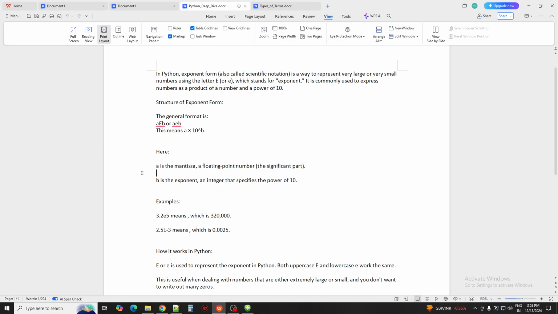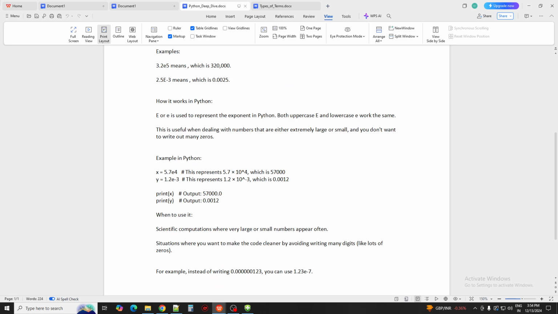So a is the mantissa, and b is the exponent. The b after the e is the exponent, meaning the power of 10. Let's take this example: if we say 5.7e4, we are saying that 5.7 is the mantissa, then e means 10, and the 4 is the exponent. So this is 5.7 into 10 to the power 4, which is 57,000.